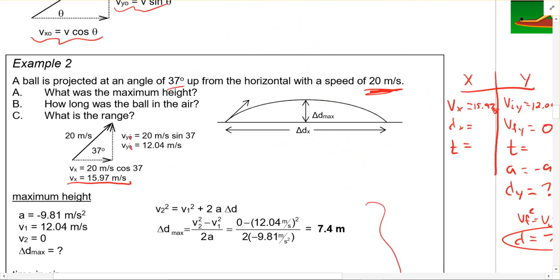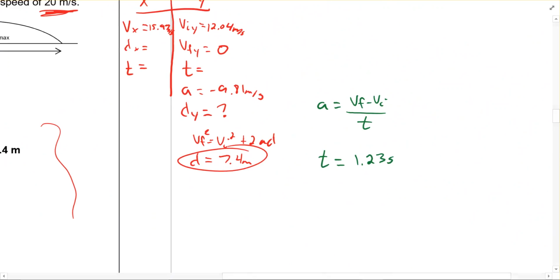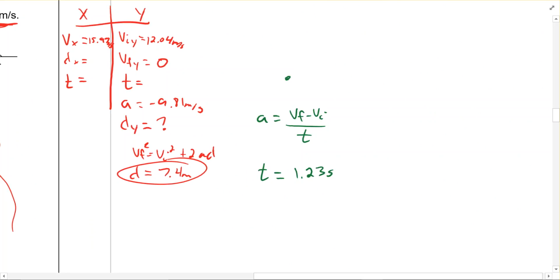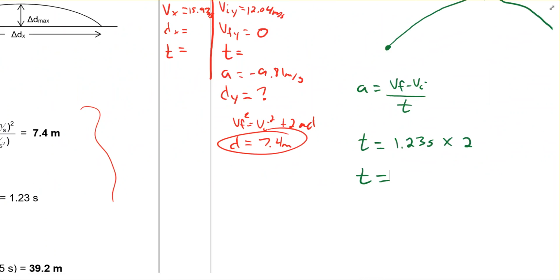But the question says, how long was the ball in the air? Can anyone see where I made a mistake here? Well, I said Vf was equal to 0, so the time I found was just from when this thing was kicked and then up to the peak where Vf was equal to 0. The question asked me how long was it in the air. So just like we're doing in lesson 9, when things were just going straight up and straight down, we need to multiply this by 2. So the time is going to be equal to 2.45 seconds.